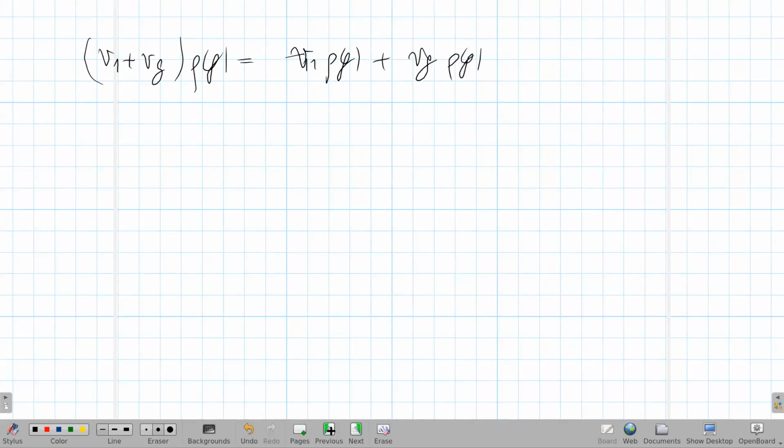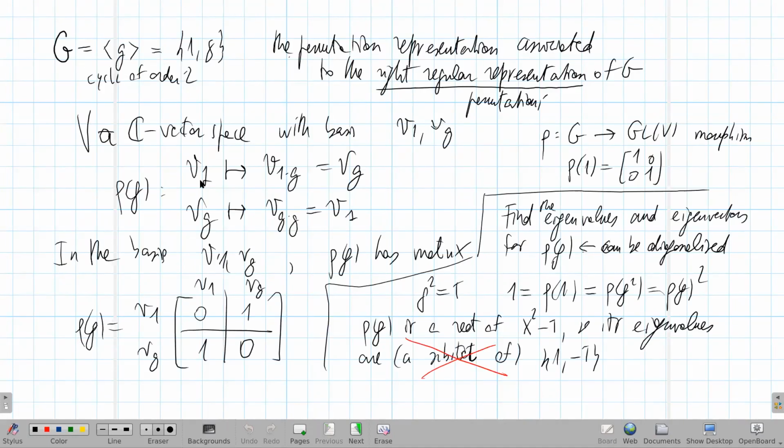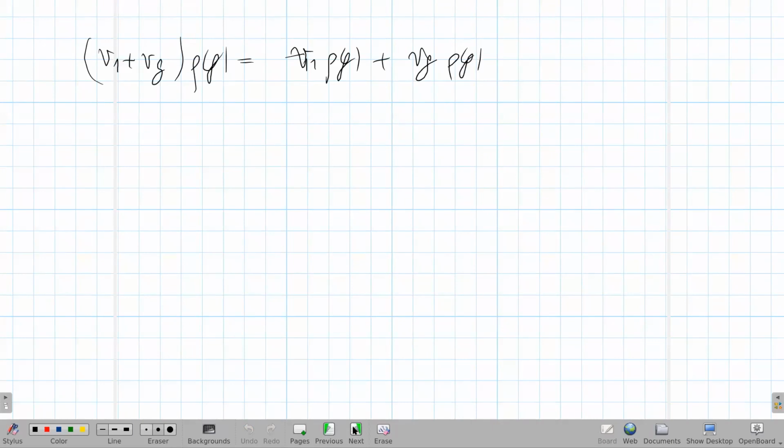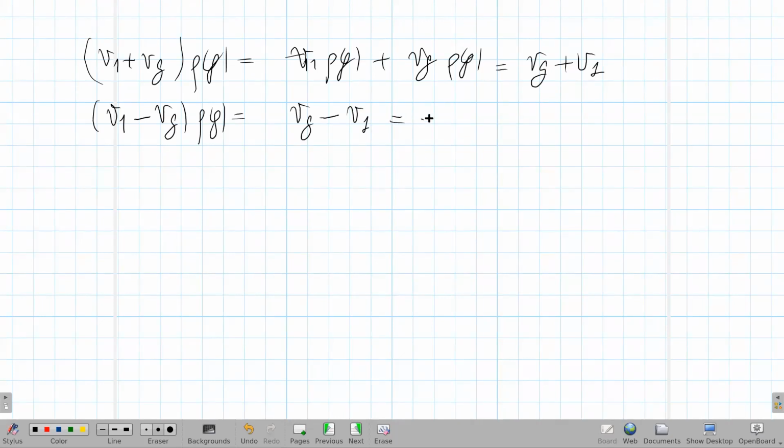And we have seen here that V1 goes to Vg and Vg goes to V1. So this is nothing else than Vg plus V1, which of course is the same, as addition in a vector space is commutative. And similarly, if you consider V1 minus Vg and you apply rho g, once more rho g exchanges the two, so you get Vg minus V1. And this is nothing else than minus the original thing. So these are eigenvectors with respect to distinct eigenvalues, so they are independent.